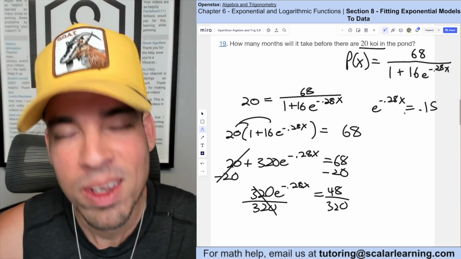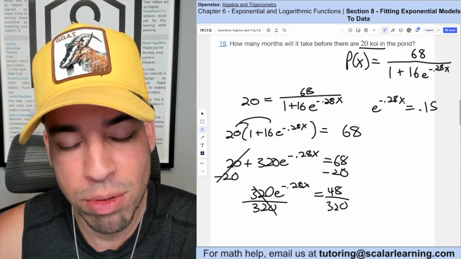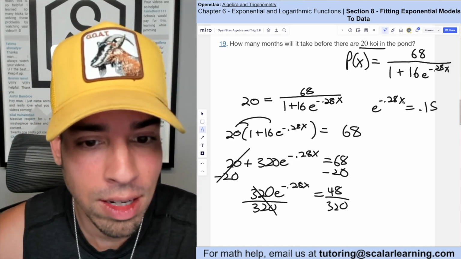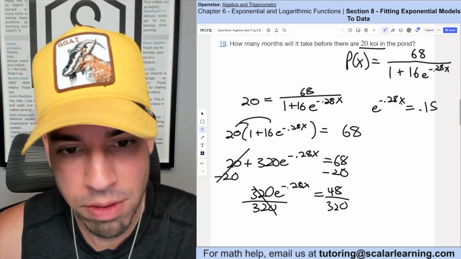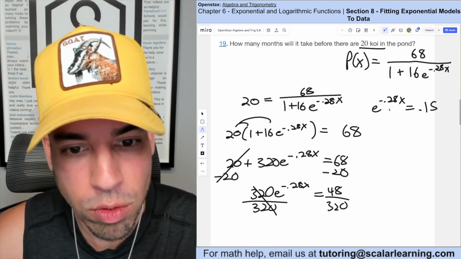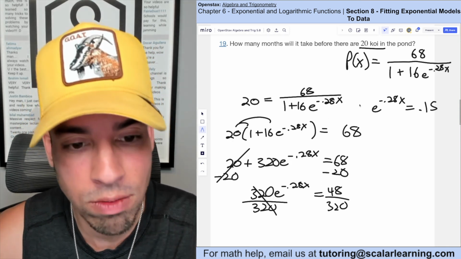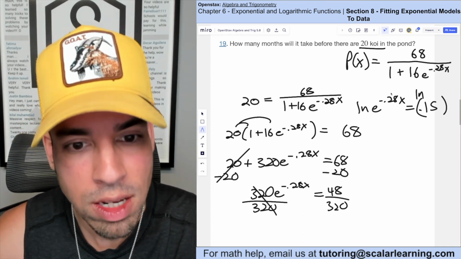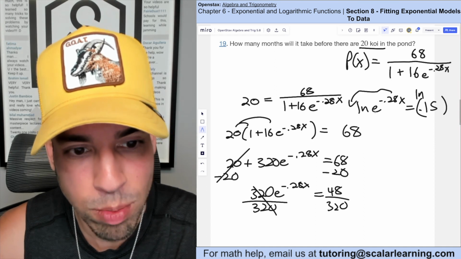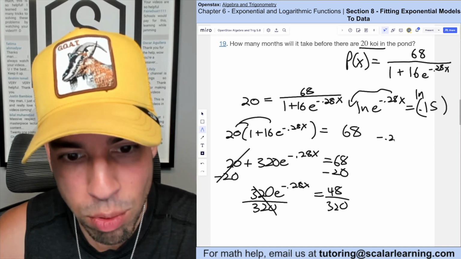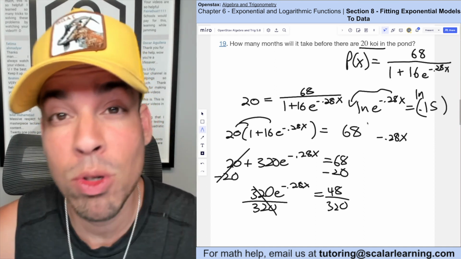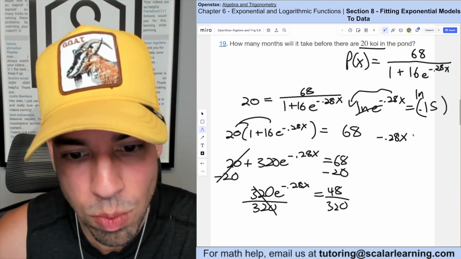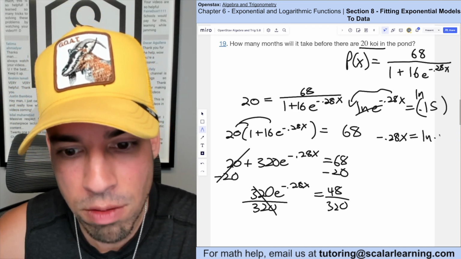There's still one more step, or actually two more, because now we have to bring this exponent down. It's locked in an exponent, the variable I mean, and to bring it down, we have to use logarithms. And since I have e, it's really convenient to use natural log, okay? So I'm gonna take natural log of both sides, and that allows me to first bring the exponent down as a power, negative 0.28x times ln of e. But the beauty of ln of e is it's 1, so it just goes away, equals ln of 0.15.